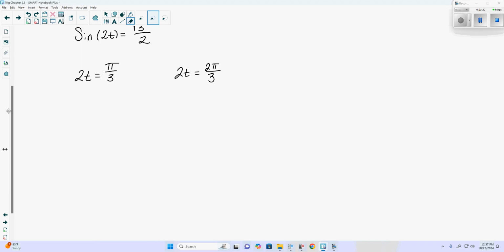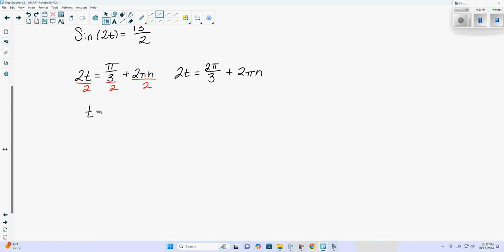Now, because it's not restricted, we have to add sine's period to it. And the period for sine is 2 pi n, or 2 pi. And the last thing we need to do is to what? Divide by 2. We're going to have to divide everything by 2. 2t divided by 2 is t. Pi over 3 divided by 2.